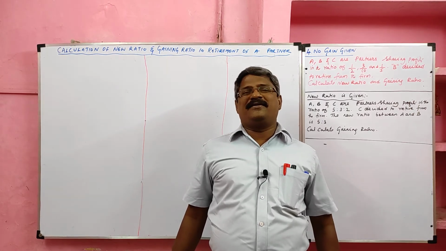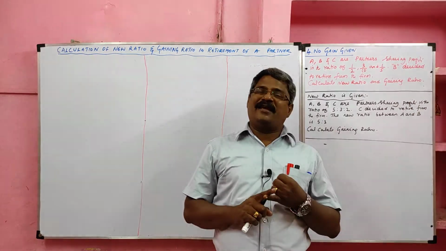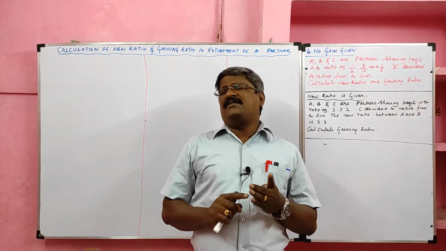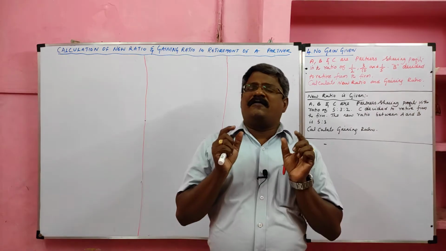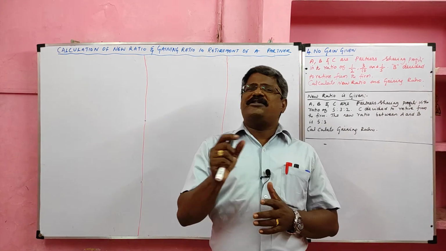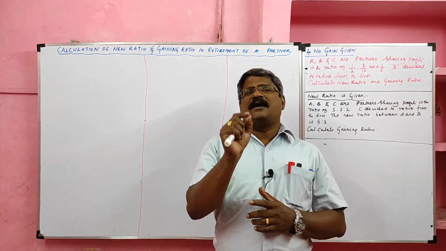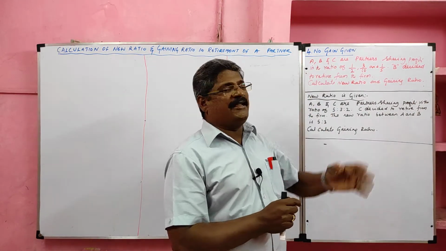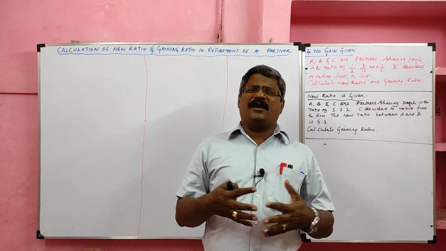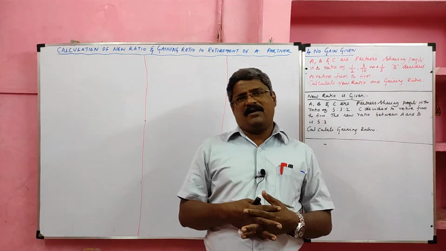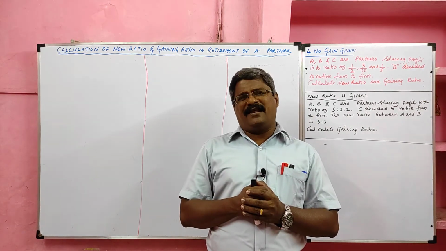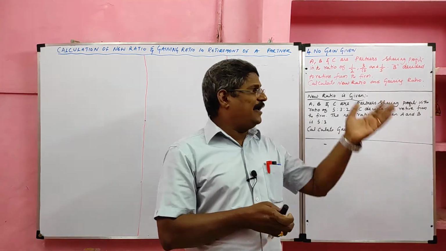Students, in retirement there are 4 cases we know: equal gain, unequal gain, entire gain, no gain given. For the first 3 cases, we can calculate the new ratio by using the following formula: old ratio plus gaining ratio. The 4th one is no gain given. In this problem, the gaining ratios are not given. So here we need not use any formula. We can directly calculate the new profit sharing ratio. Look at the problem.